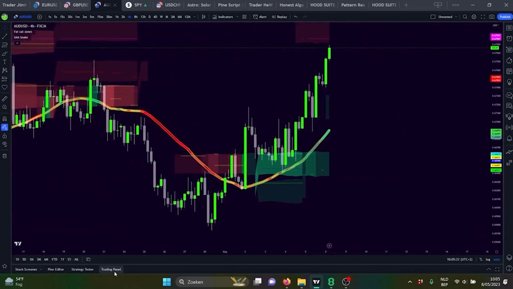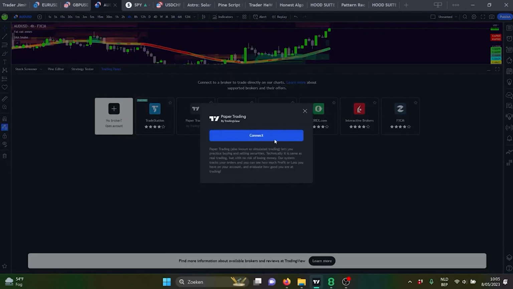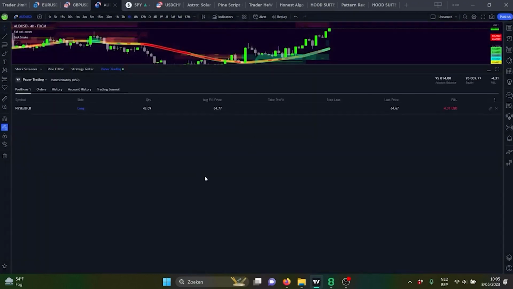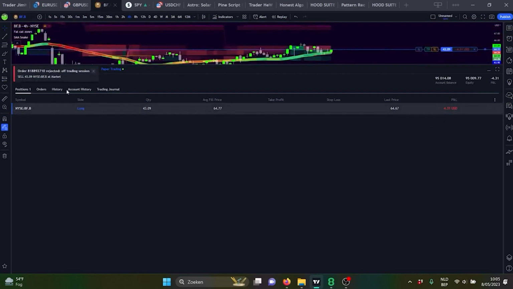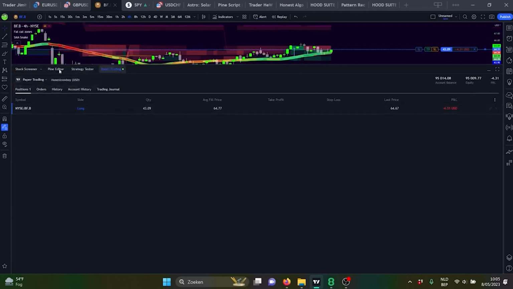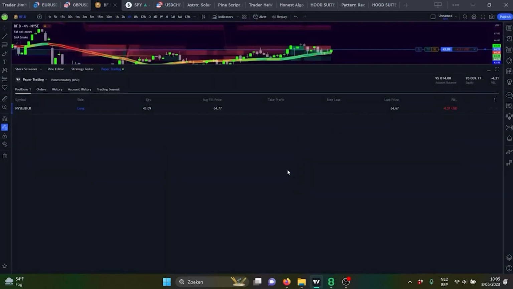So how I do this is go to the trading panel on TradingView. You connect the paper trader. This is good, just a demo trader. Let's close these previous things I've been doing here and reset the account. Reset paper trading account. Let's do a $10,000 challenge. Okay, reset. And that's everything you have to do to be able to trade.